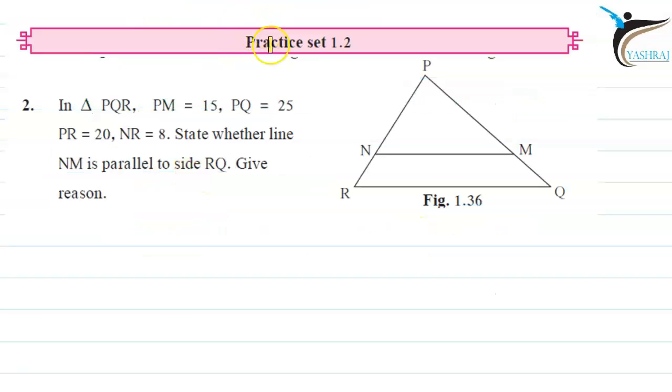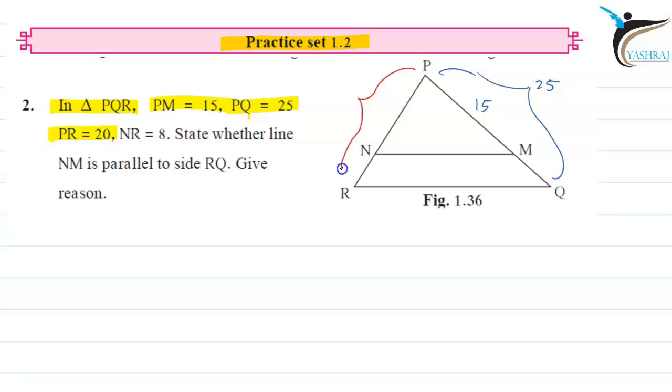Now look at question number 2 from practice set 1.2. In triangle PQR, we are given the figure: PM equals 15. I am plotting whatever lengths are given on the figure. PM equals 15. Then overall PQ is 25. Next to it we are given PR equals 20. Look at the PR: overall PR is 20. Then next to it we have NR equals 8. Look at NR equals 8, which is given.